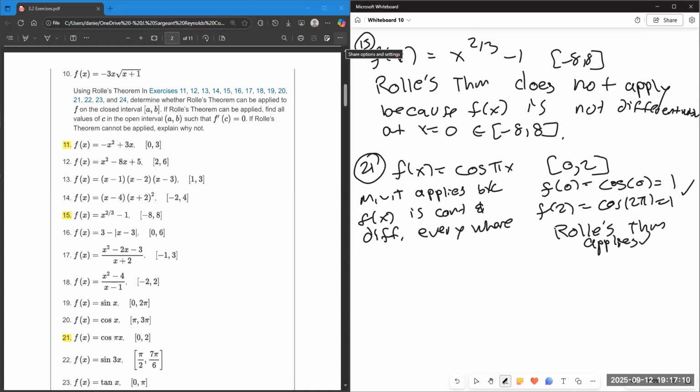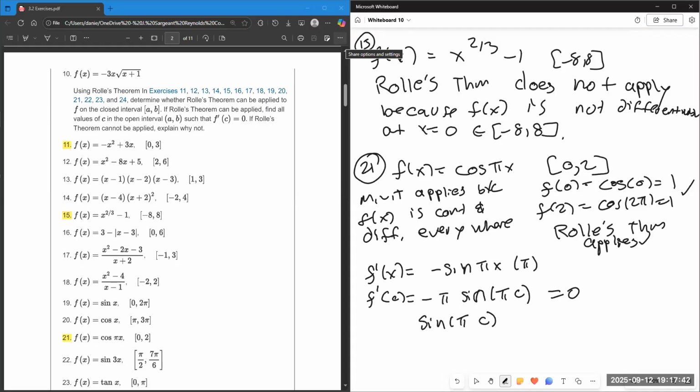Because we have the conditions for the mean value theorem plus the extra condition, f of a equals f of b. So f prime of x is equal to negative sine of pi x times pi. f prime of c is negative pi sine of pi times c, and that's going to be equal to 0. So divide by negative pi: sine of pi times c is equal to 0.